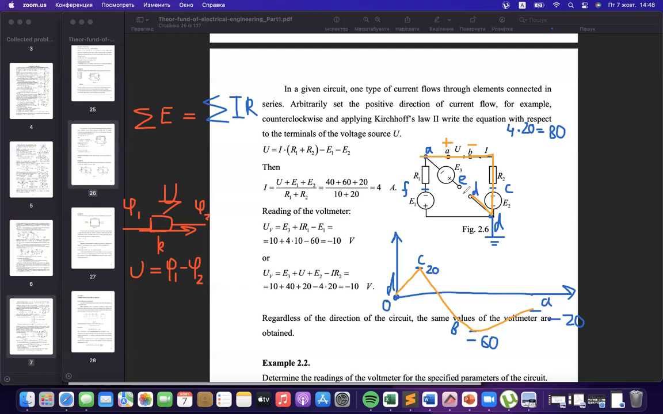Then what do we have? We have a voltage source, and it increased the obtained voltage by the value of its own. E3 equals 10, minus 20 plus 10 equals minus 10.